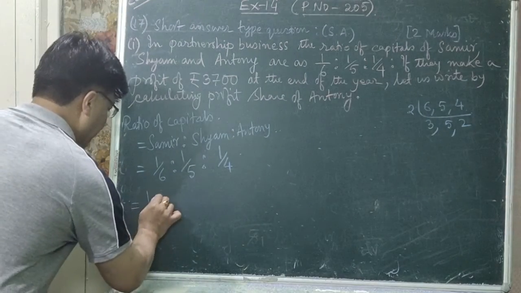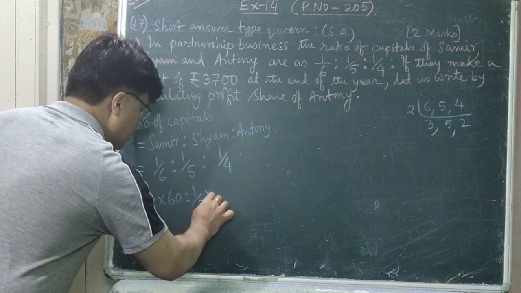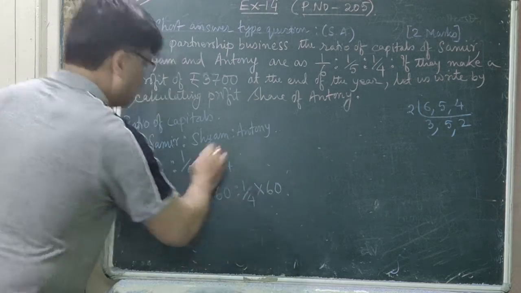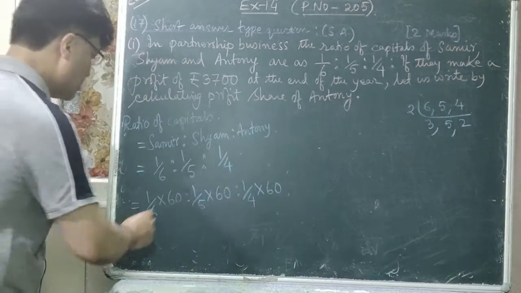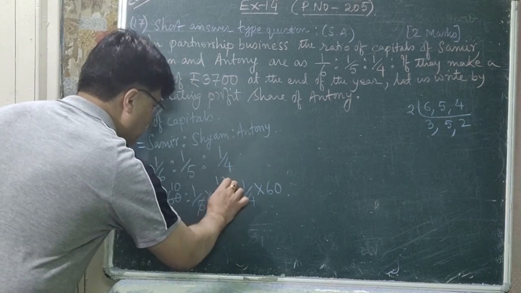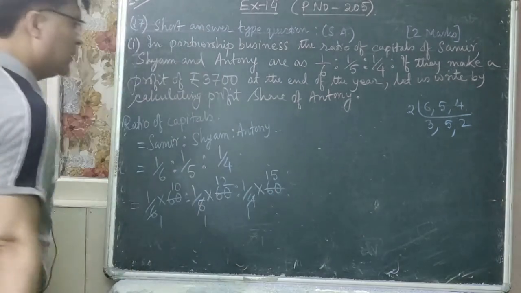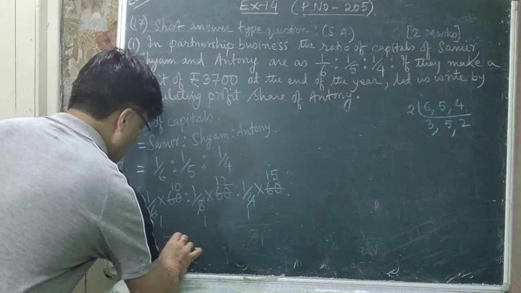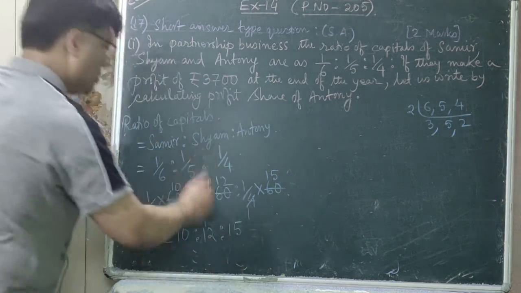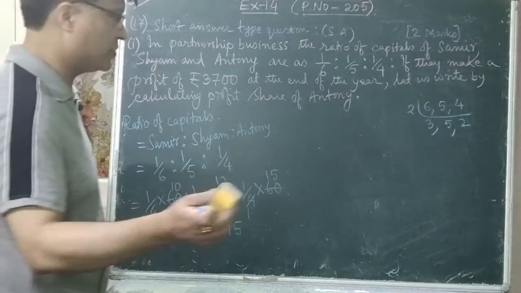So 60 ले मल्टिप्लाई गर्नु। 1/6 into 60, 1/5 into 60, 1/4 into 60. Is that clear? So now 6 1s are 6, 6 10s are 60. 5 1s are 5, 5 12s are 60. 4 1s are 4, 4 15s are 60. That is your 10 is to 12 is to 15. So this is the ratio of capitals in terms of whole numbers, right?